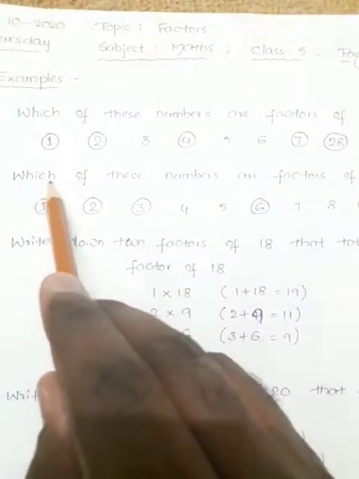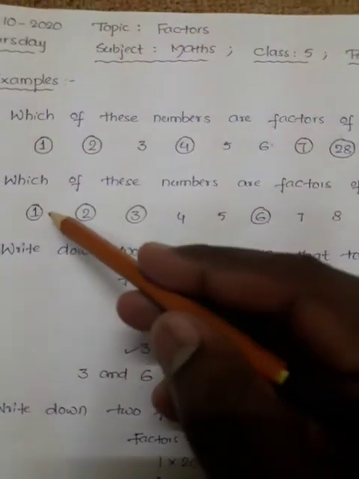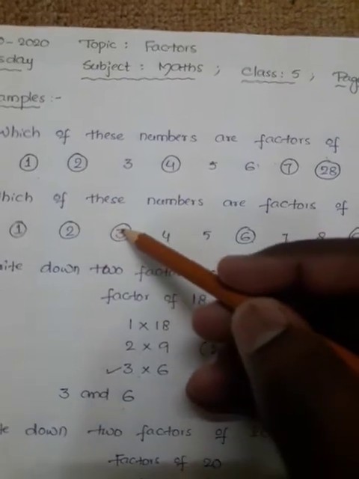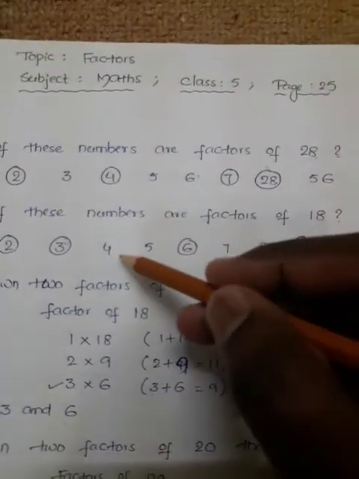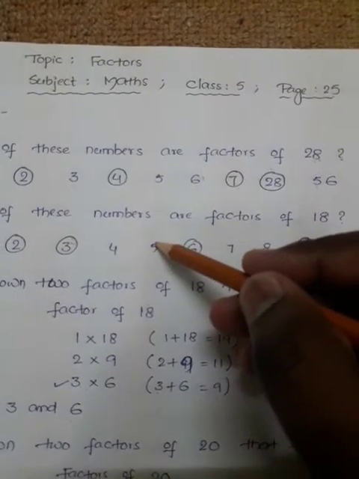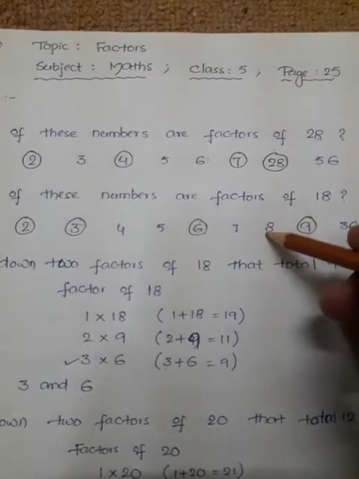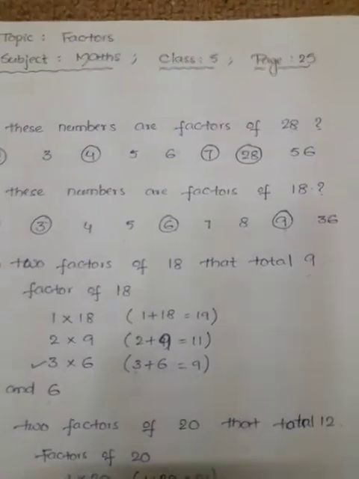Similarly, which of these numbers are factors of 18? So if you look, 1 is a factor of each and every number, 2 also a factor, 3 also a factor. Why? Because in a 3 table there is 18, 4 table there is no 18, 5 table there is no 18, 6 table there is 18, 7 table there is no 18, 8 table there is no 18, 9 table there is 36, not possible. Why? Because it is bigger than 18.